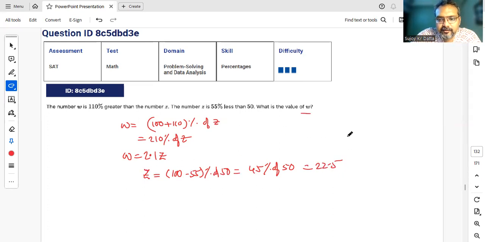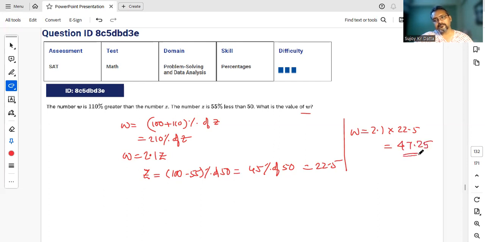They're saying what is the value of W? So from here, W will be 2.1 times 22.5. So if you just do the calculation, 22.5 times 2.1, you get 47.25. That is your answer. All right, let's go to the next question.